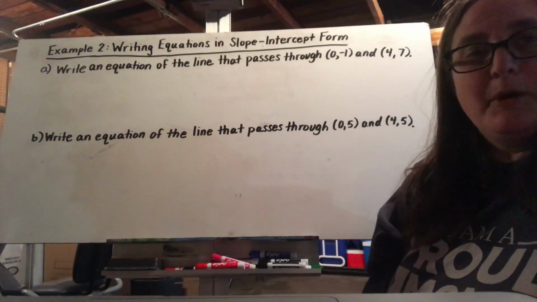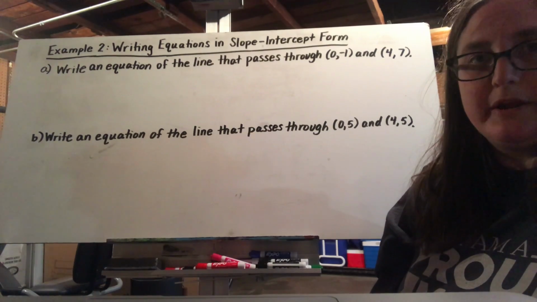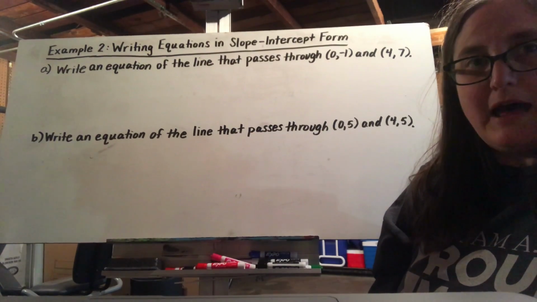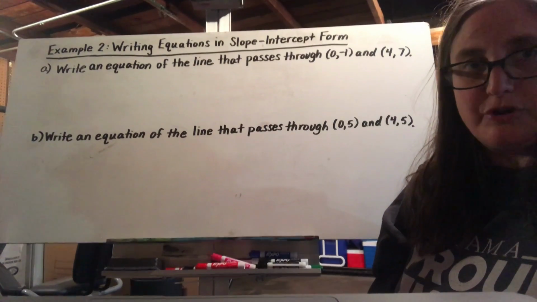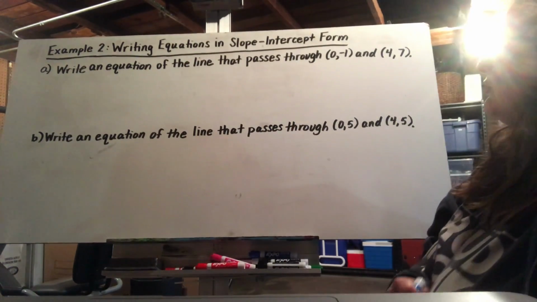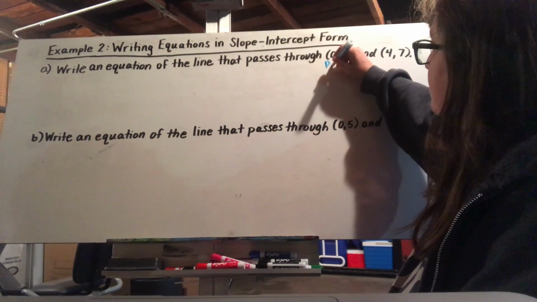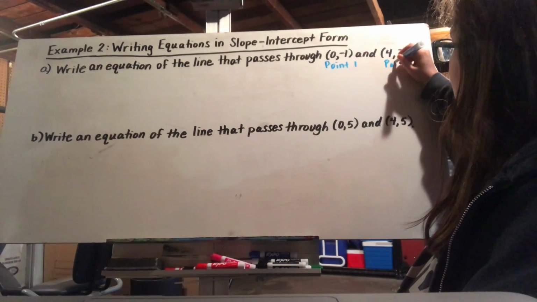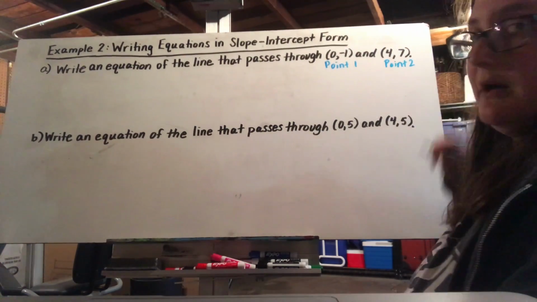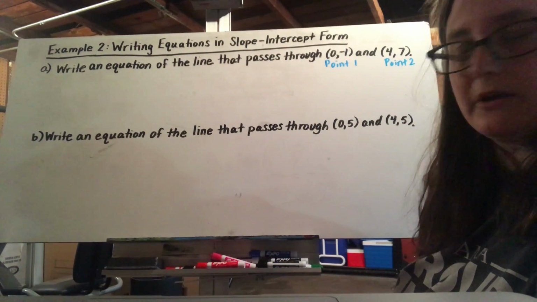For our next problem, we don't have a graph. We're just being given the 2 points, and they want us to write the equation for that line. So it's the same type of problem we just did, we just don't have a picture this time. So I'm still going to decide which of these points is going to be point 1 and point 2. And I'm going to use that formula, y2 minus y1 over x2 minus x1.